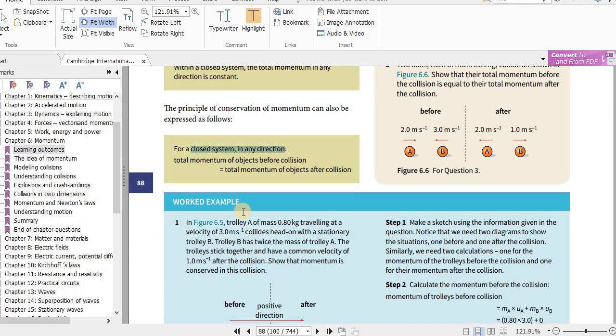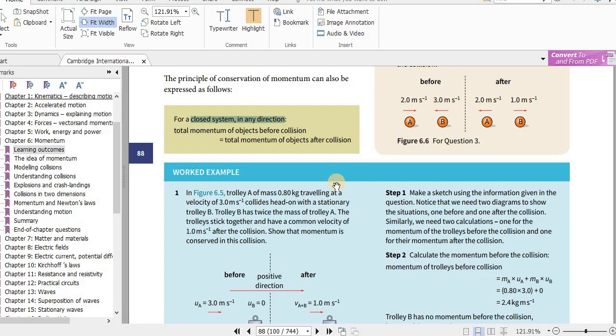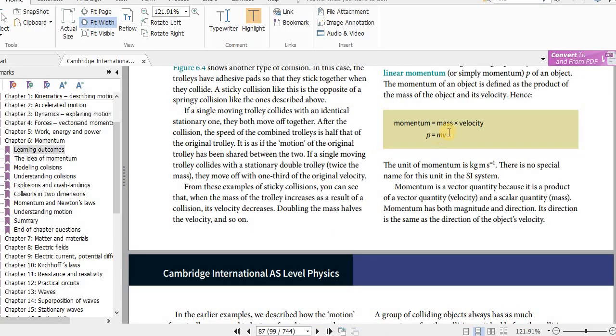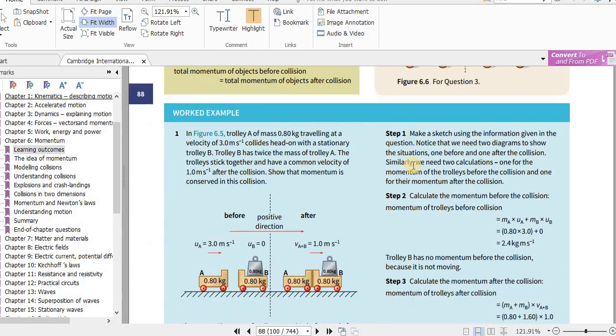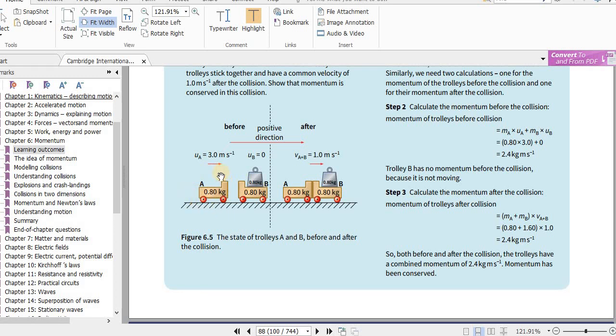So in a closed system, the total momentum of objects before collision equals the total momentum of those objects after collision. Now what is momentum? Momentum is mass times velocity. So when we say total momentum, we have to consider the momentum of this and the momentum of this, add them together. So before collision, the momentum of this plus the momentum of this should be equal to the momentum of this body after the collision.